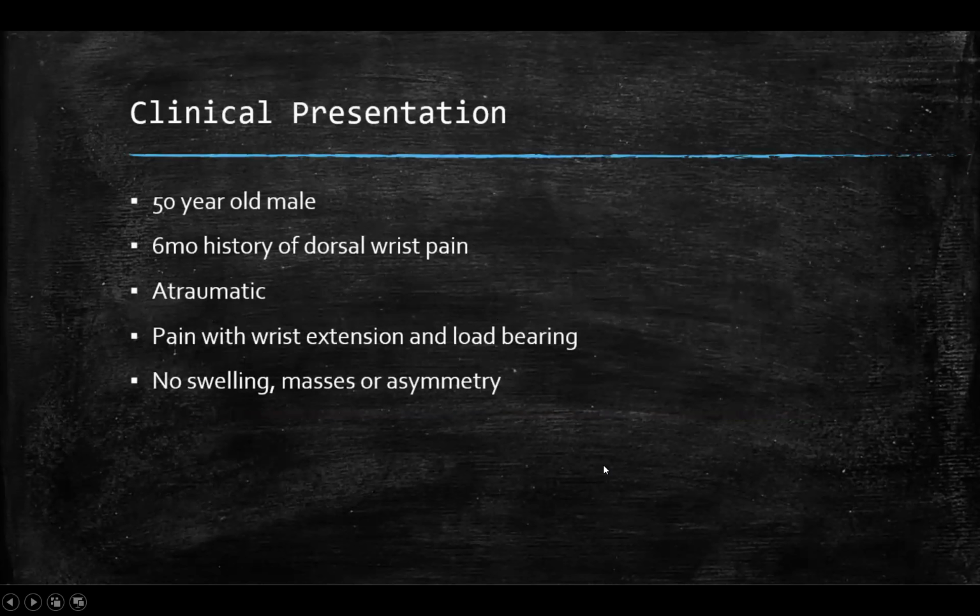The case is a 50-year-old male. He's had dorsal wrist pain for 6 months. He doesn't recall any preceding trauma. He's complaining of pain with wrist extension and load bearing. He hasn't noticed any swelling or masses or asymmetry, and his history is otherwise really nonspecific.